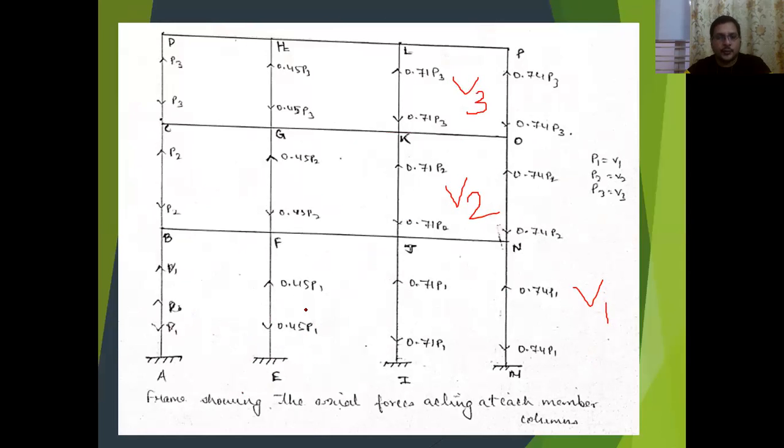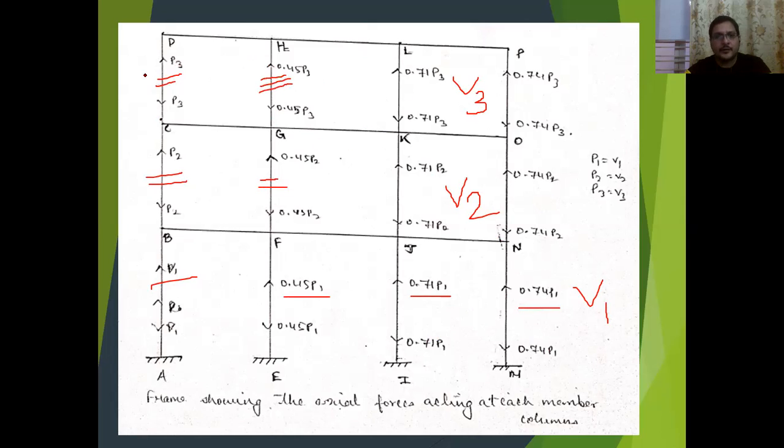Based on the proportion, for column 1, it will be V1. For column 2, it will be 0.45 V1. For column 3, it will be 0.71 V1. And for column 4, it will be 0.74 V1. Similarly, if you come to the second story, V2, 0.45 V2, like this. And similarly for the third story, it will be V3, 0.45 V3, like this.